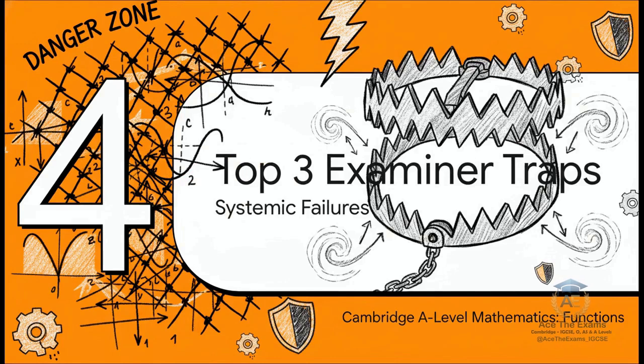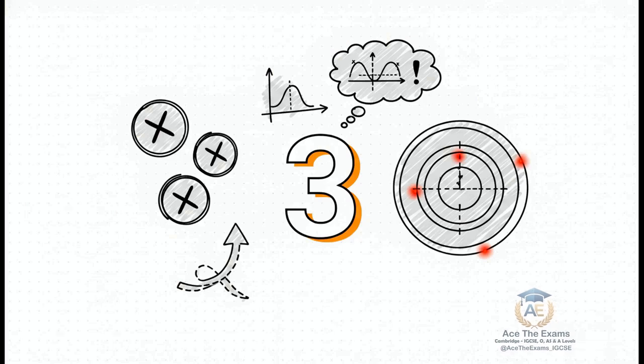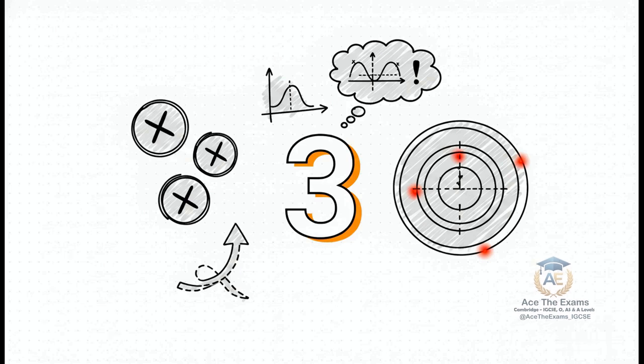Pushing into Section 4, top 3 examiner traps. What principal examiners warn against. Okay, listen up, because we are entering a live, interactive viewer radar challenge. We are heading straight into the danger zone, pulling directly from Cambridge Principal Examiner reports. There are exactly 3 major repeating debris fields that derail students.